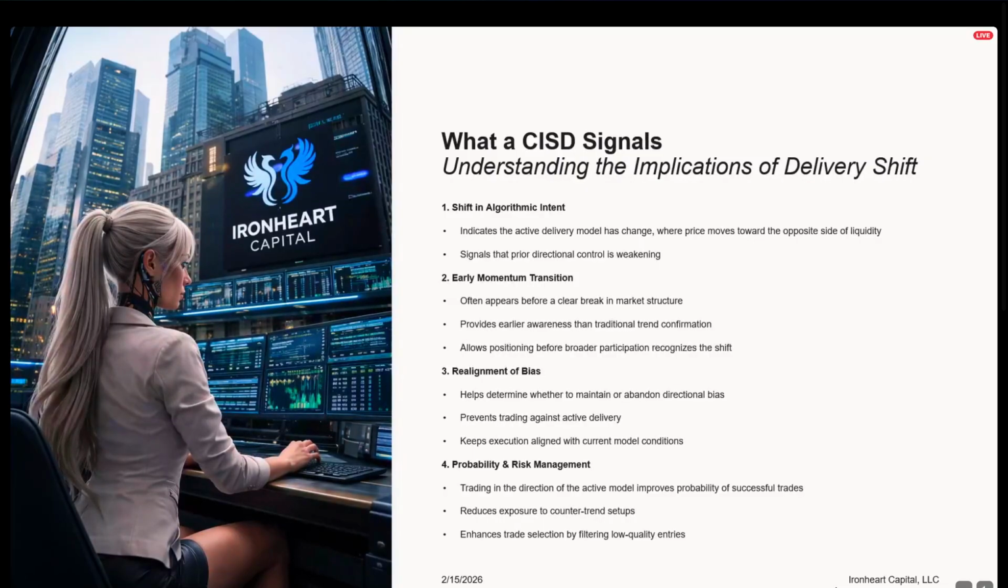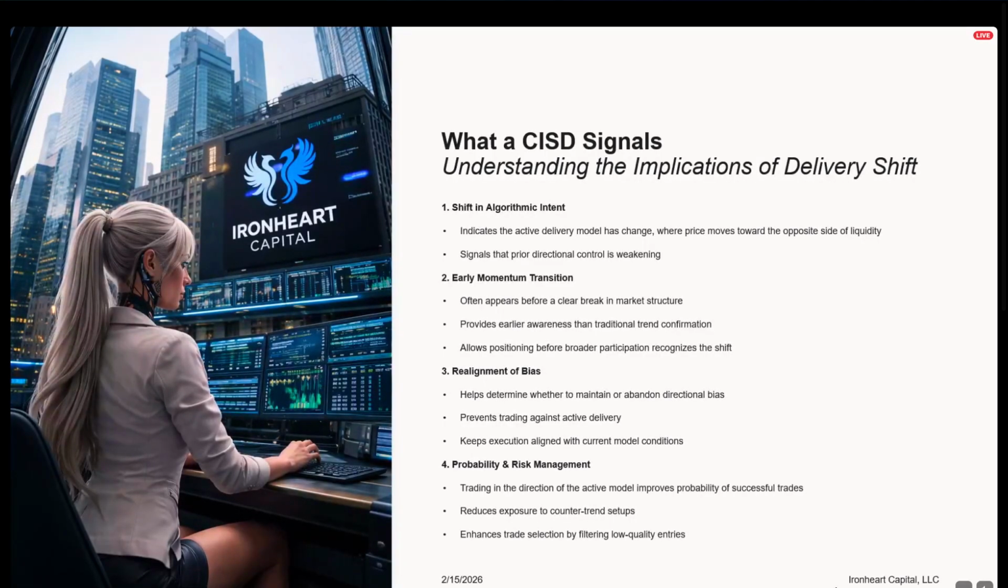And again, it helps you trade. It prevents you from trading against active delivery. What is the delivery model currently in? If it's in a bullish buy model and you are in puts, that'll tell you what to do, or vice versa, right? And it keeps you executing aligned with the model that you're in. Like I've said, you want to stay on the same side as institutional order flow, right? It just improves the probability of successful trades.